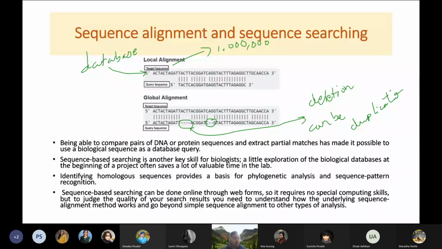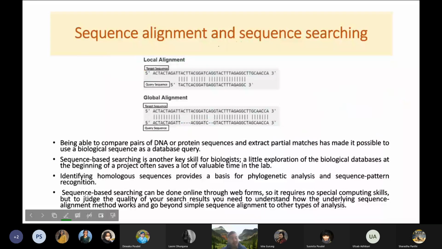So this is a kind of sequence-based searching. It's a very key skill set for a biologist, because if we do this at the beginning, we can get lots and lots of information about that protein, right? For example, if you want to find a protein and you have some idea about that protein, then you can search for that protein in a database. So maybe it has an ATP binding site.